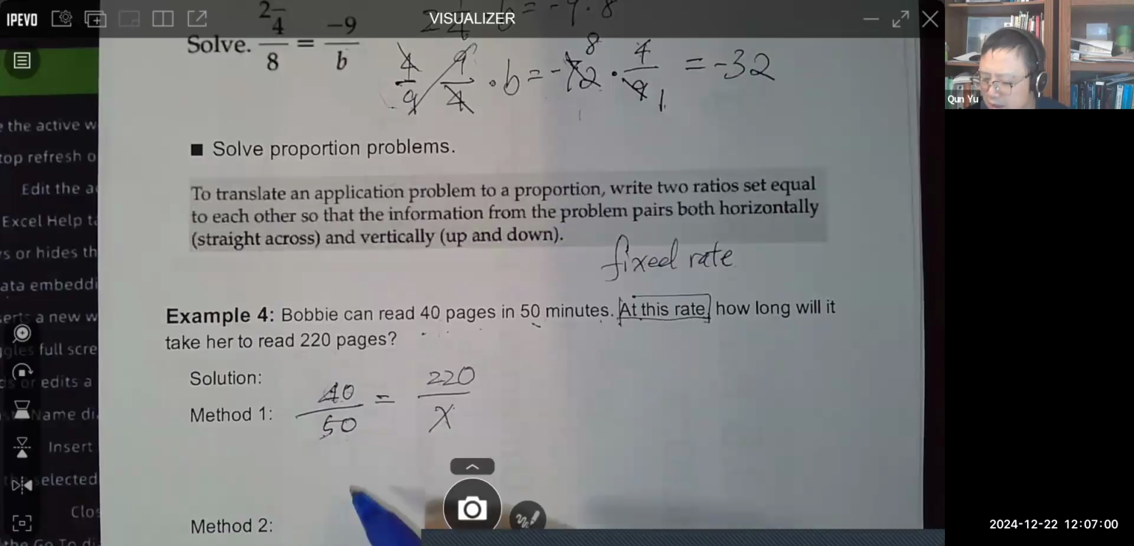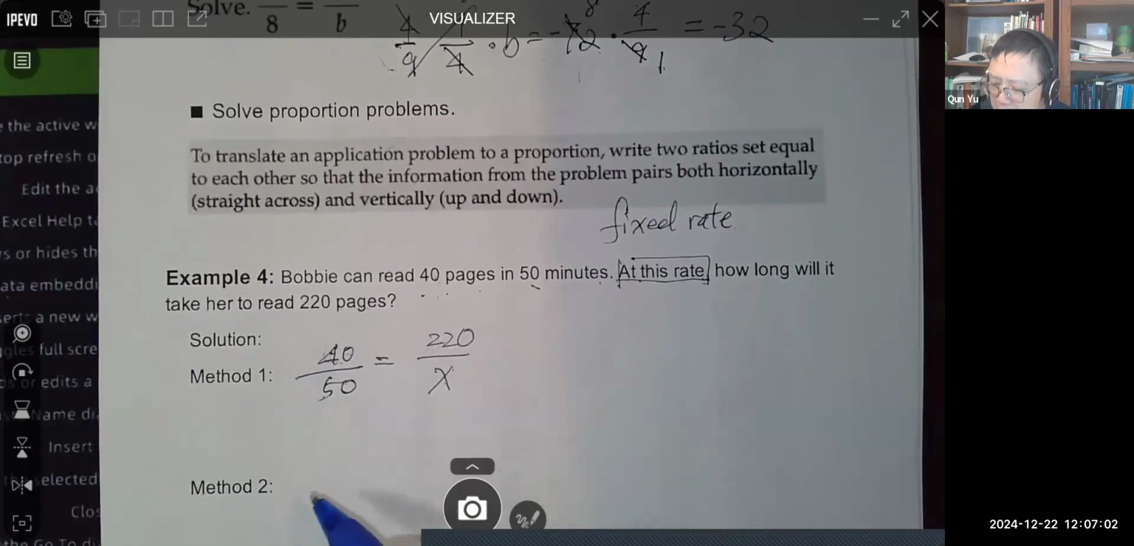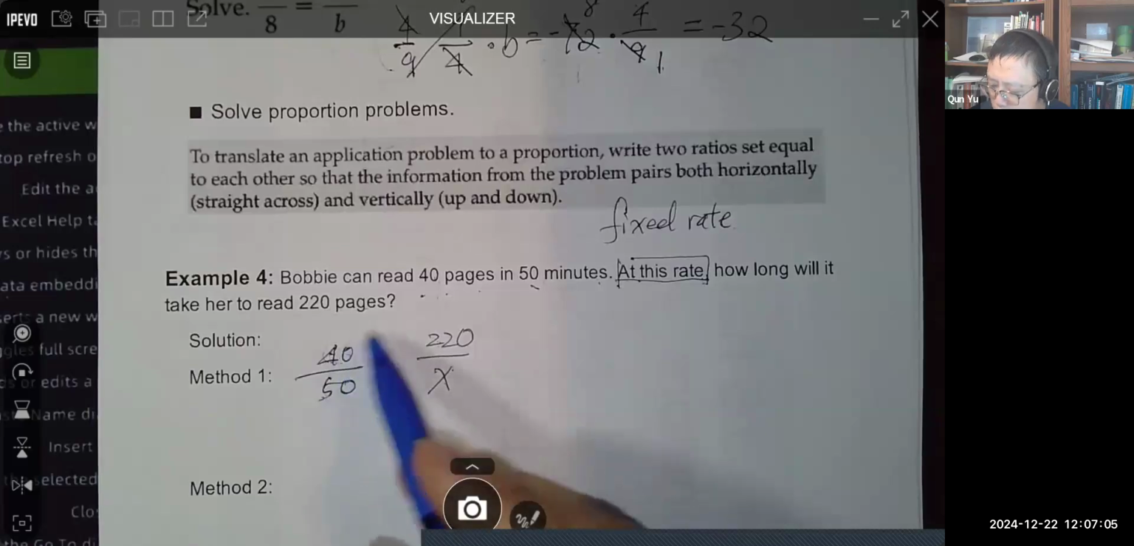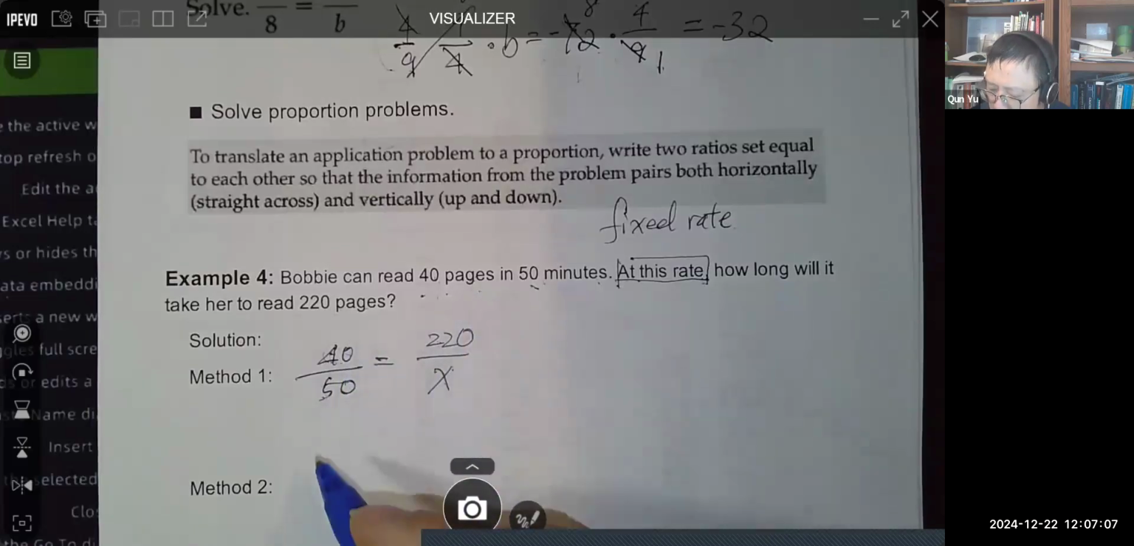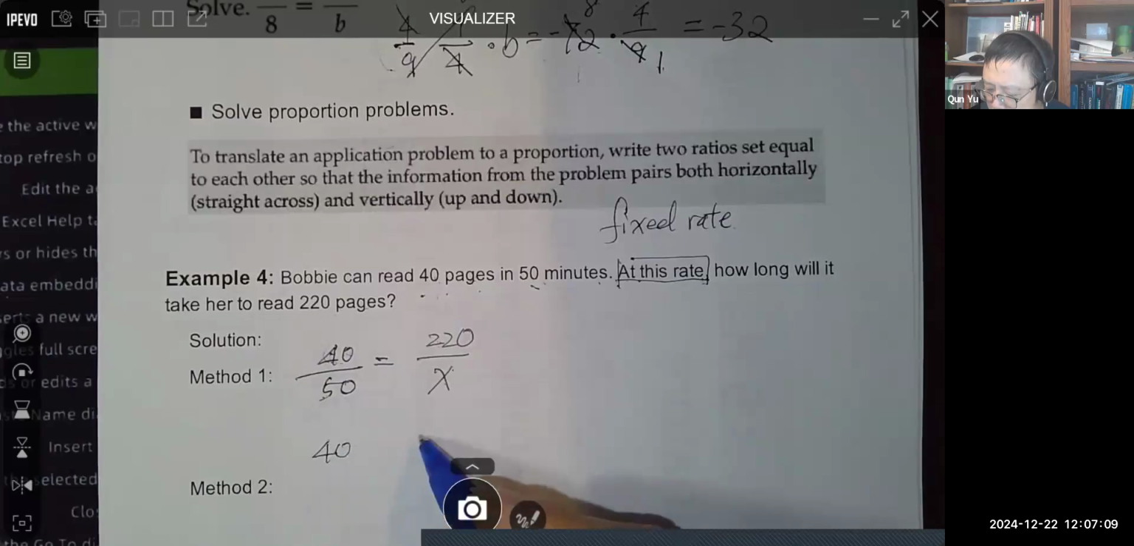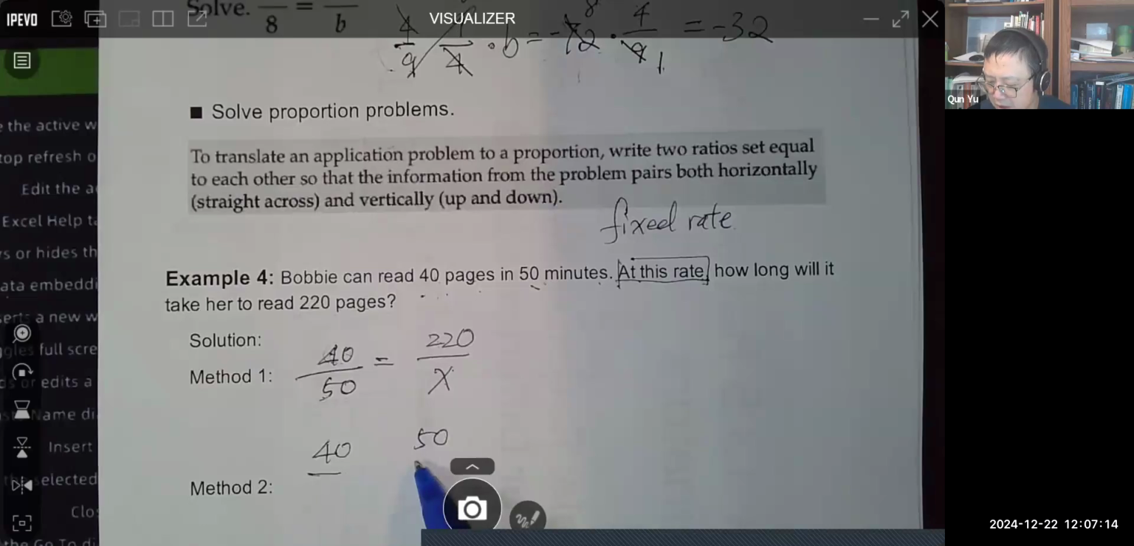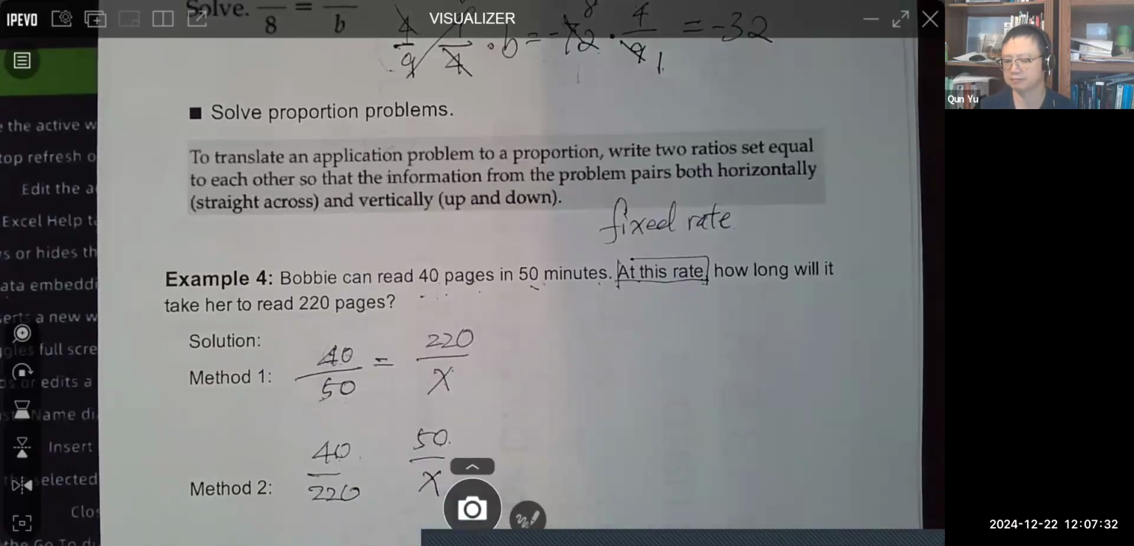Now I'm going to do a second setup before we do the calculation. This time I write this ratio in a horizontal manner. So 40, 50. Now the other side on the bottom, since horizontally there's nothing on the bottom yet, we put the other pair on the bottom. All you need to do is match the same structure again. Left-hand side pages, right-hand side minutes, left-hand side pages, right-hand side minutes. See that?